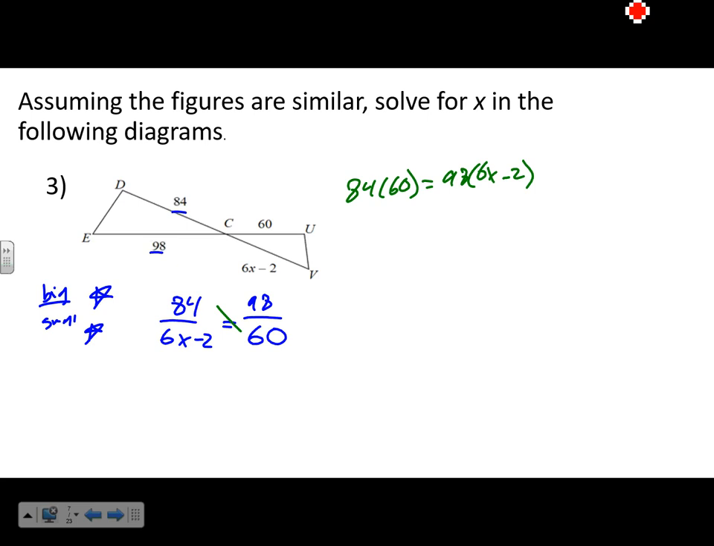84 times 60 is 5,040. Make sure you distribute that to both of them. A lot of people forget that too. 588x minus 98 times negative 2, 196. And again, now you just solve this one. So add 196.